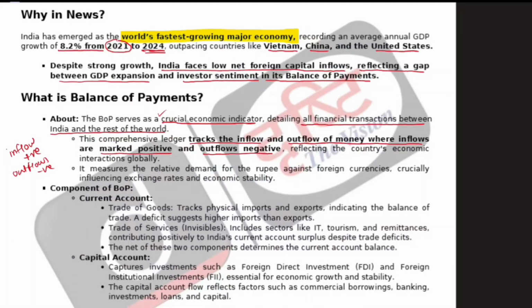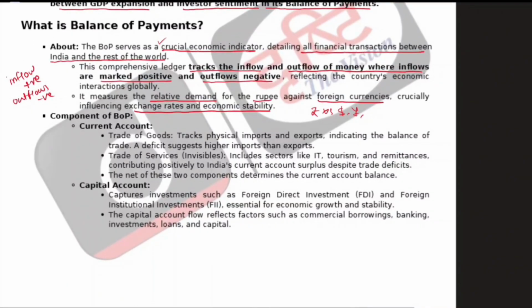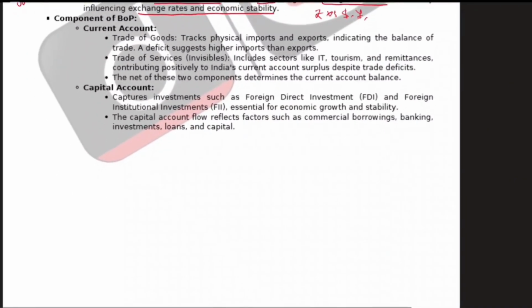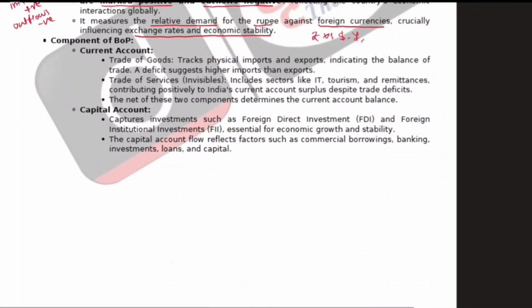It measures the relative demand for the rupee against the dollar, yen, and other foreign currencies, crucially influencing exchange rates and economic stability. What are the components of balance of payments? The first component is the current account.